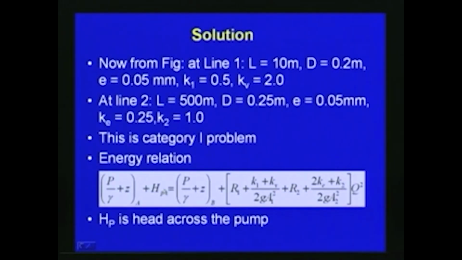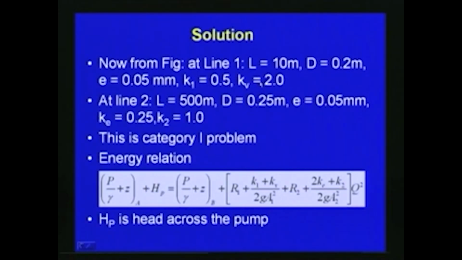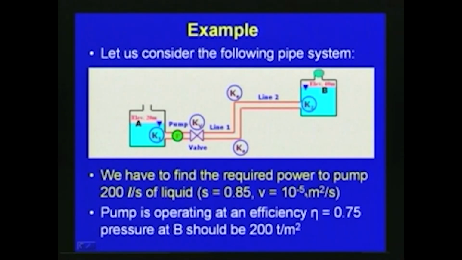Now, other than HP, most of the parameters are known. HP is the head across the pump, which we have to find out. So, now we have to find the Reynolds number and the relative roughness. For line 1, the Reynolds number for the pipe is Vd by nu. We can write it in terms of the discharge as Reynolds number equal to 4Q divided by pi d1 nu. So, here 4 into Q, which is 0.2, divided by pi into d1, which is 0.2, into 10 to the power minus 5, the given kinematic viscosity nu.